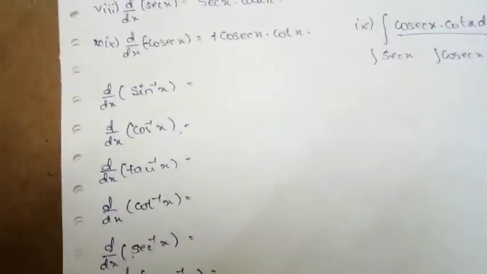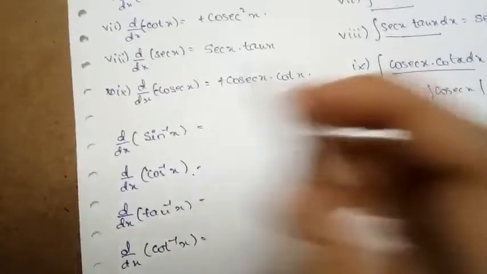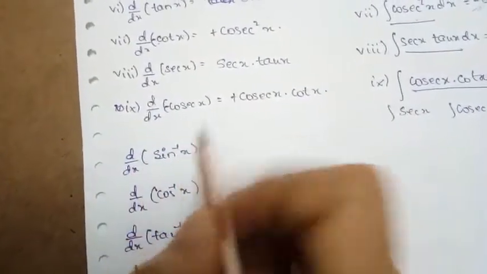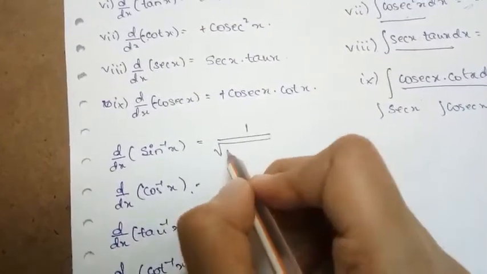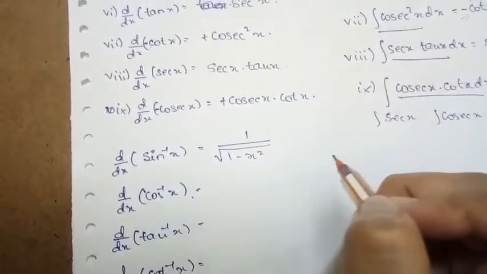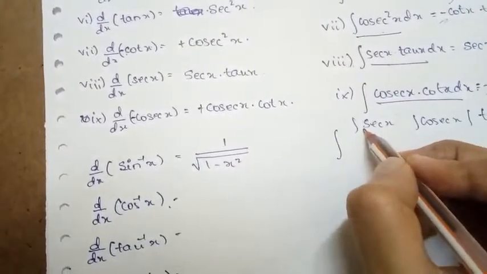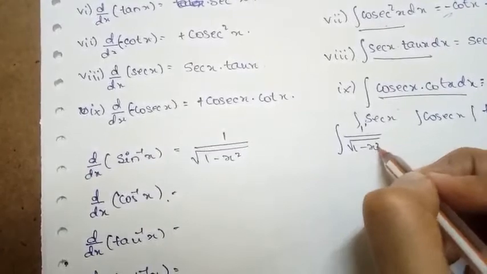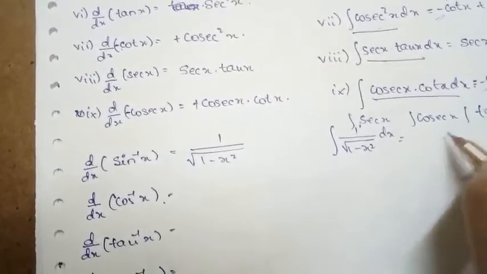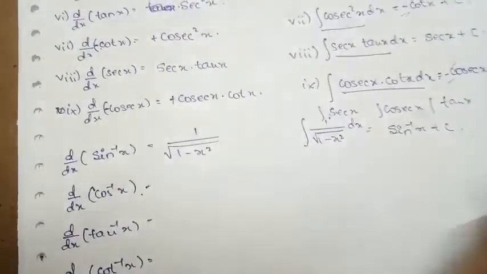So the next is, let us understand the integrals of some of the inverse trigonometric functions. We know that the differentiation of sine inverse of x is nothing but 1 divided by square root of 1 minus x square. So what happens when we talk about the integration? Integration of 1 divided by square root of 1 minus x square dx is equal to what? Sine inverse of x plus c.